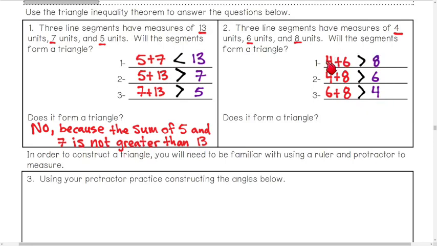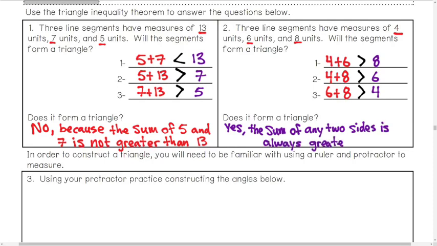So you can see that any combination that we do with these will always be greater than the actual number. So this one does form a unique triangle, and that's because the sum of any two sides is greater than the other side.